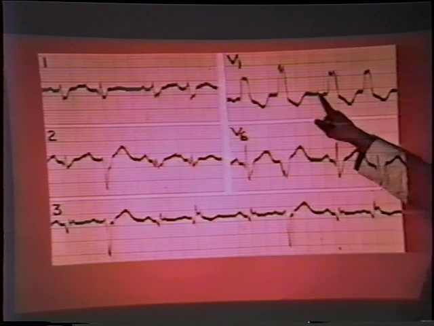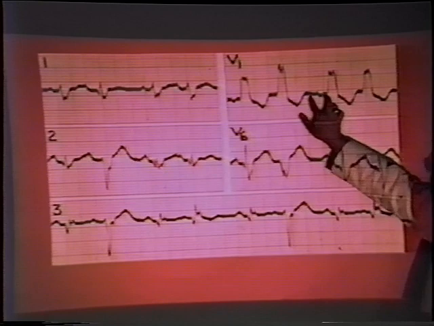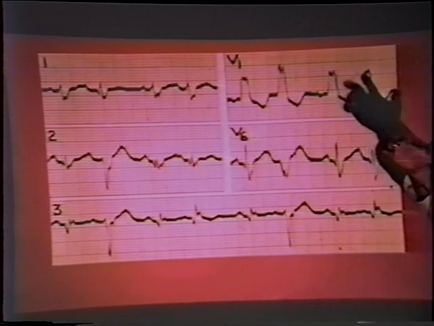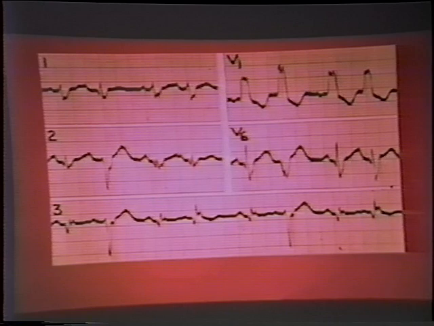If we had PR prolongation, then it'd be trifascicular. Just that simple. So if you see a right bundle branch block, normal axis, unifascicular. A deviation either way, bifascicular. With a PR prolongation, trifascicular.